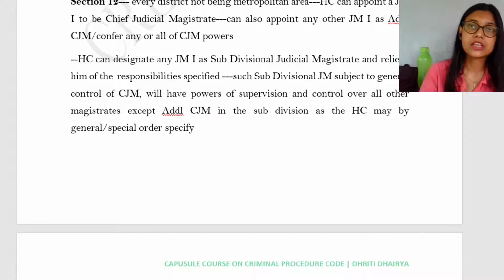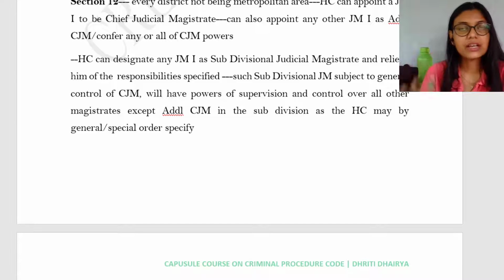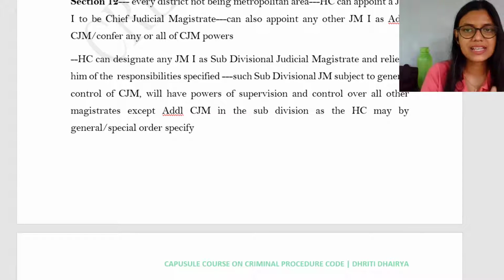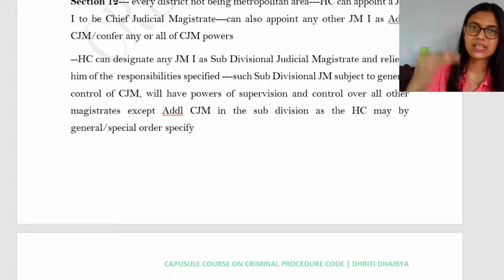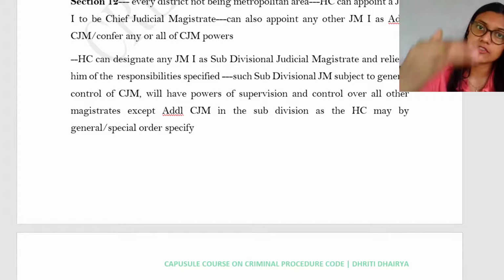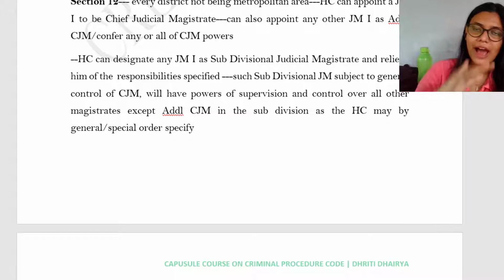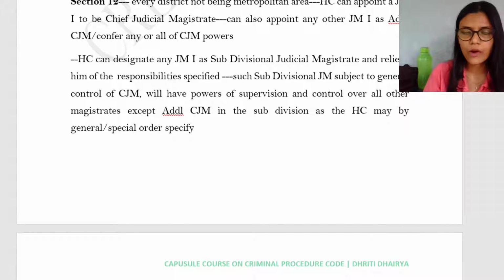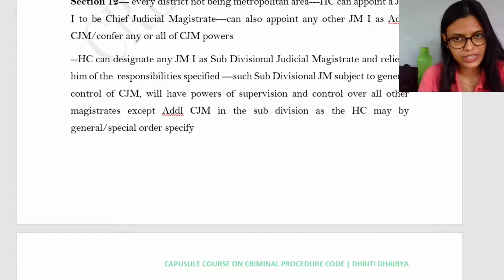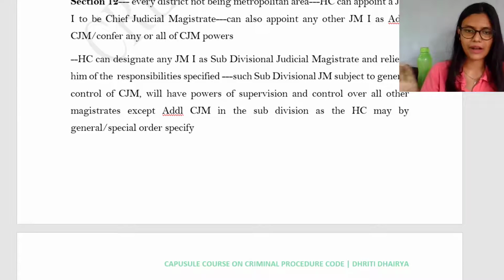If there are subdivisions, for a particular subdivision, one particular judicial magistrate class 1 can be made the subdivisional judicial magistrate, and he will be given certain responsibilities. This subdivisional judicial magistrate is subject to the general control of the chief judicial magistrate, but he'll have powers of supervision and control over all the other magistrates except the additional chief judicial magistrates in whichever subdivision he is being appointed, and the High Court will specify what all powers he has.